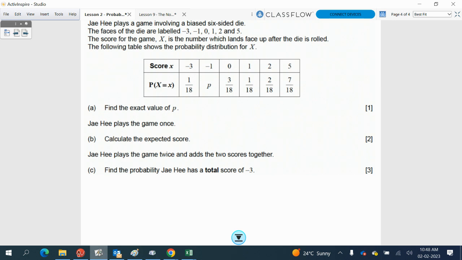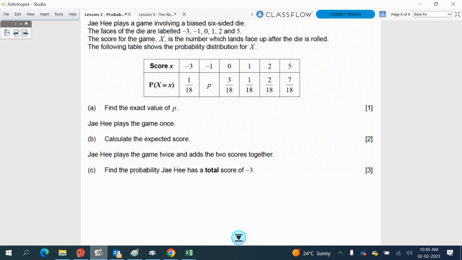Okay, our last question. Jahi plays a game involving a six-sided die. The faces are labeled with these numbers. The score for the game is the number that lands face up when the die is rolled. Following the table is the probability distribution of X.